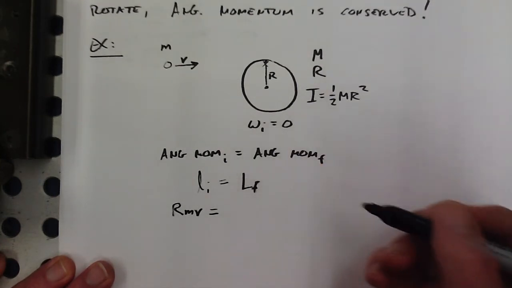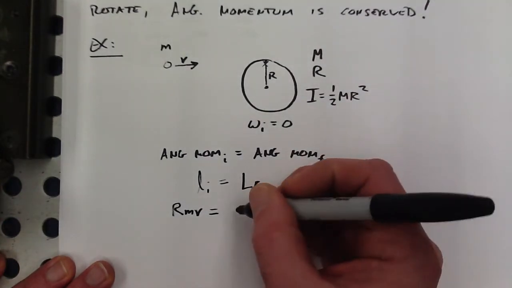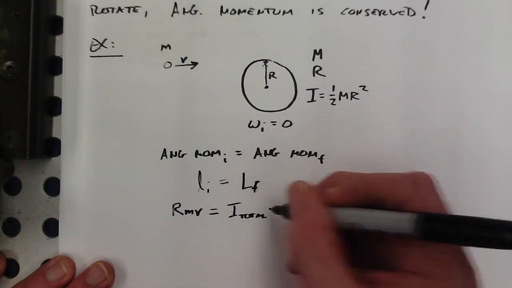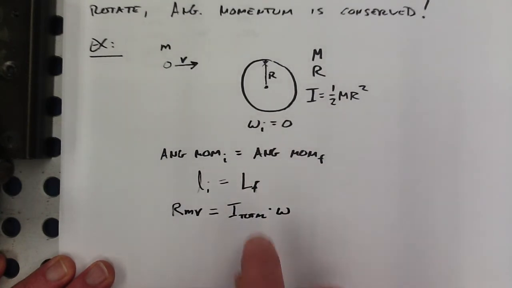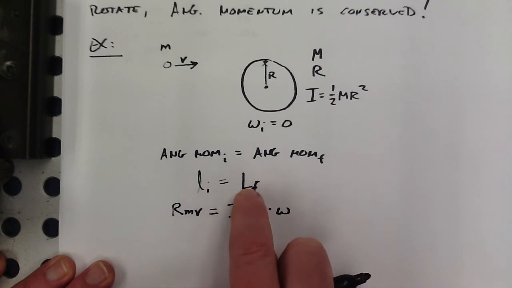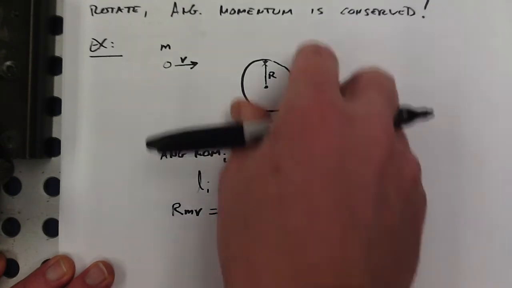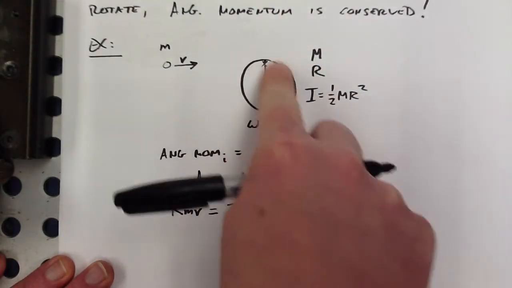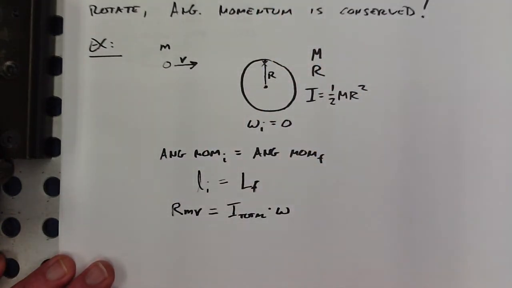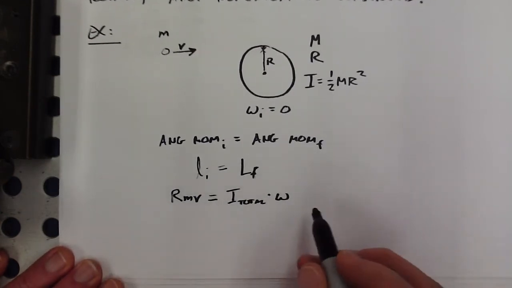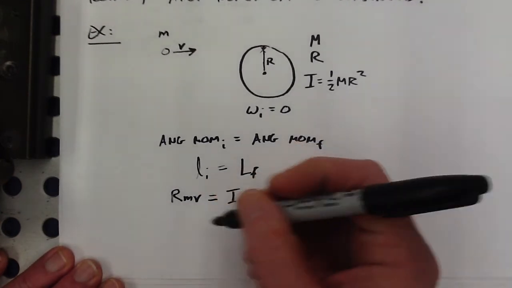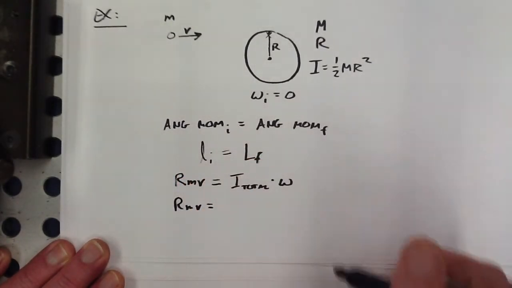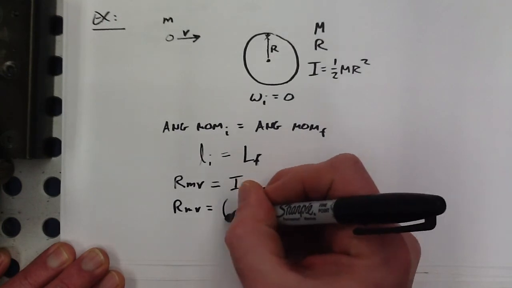And here, when the kid jumps on, I have I total times omega, because that I omega is the angular momentum of a body rotating on a fixed axis. Oh, I kind of twisted the wrong way. This would be going this way, right? Okay, so what's that equal to? Well, let's see, RMV on this side. So the I total, you just have to be careful here.